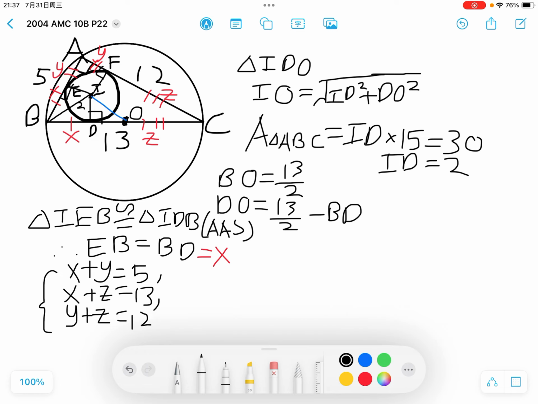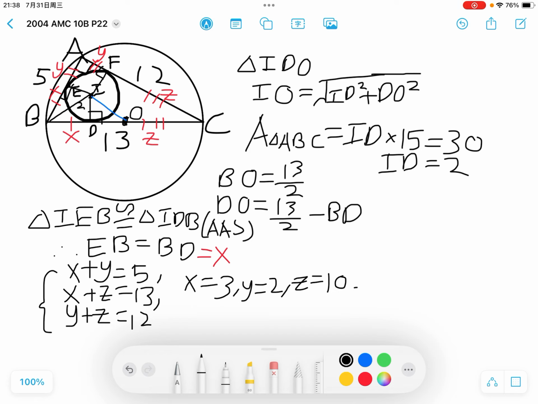We solve by subtracting one equation from another to eliminate a variable. If I subtract this equation from this one, I get Z minus Y is equal to 8, so Z is Y plus 8. Substituting into this equation, I have 2Y plus 8 is 12, so 2Y is 4, so Y is 2. By repeatedly substituting like that, we have X equal to 3, Y equal to 2, and Z equal to 10.